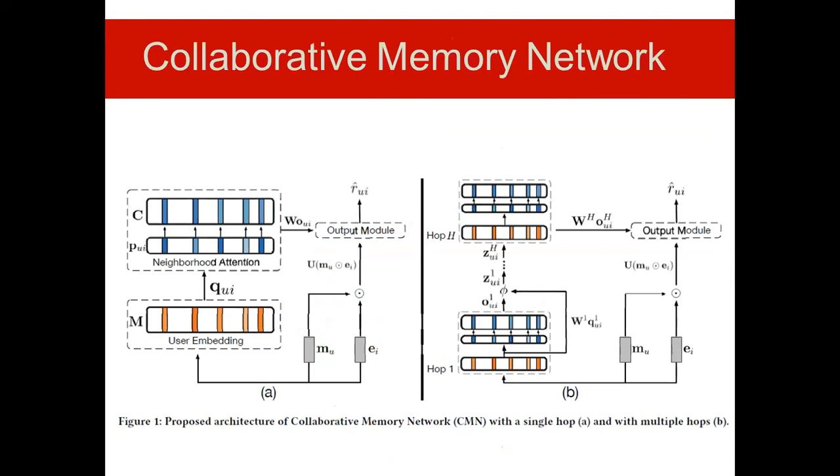Our group proposed the so-called collaborative memory network. It's based on the memory network. In this architecture, we combine the latent factor models and the neighborhood models. We combine these two classic collaborative filtering techniques. The memory network is an extension of the attention mechanism.